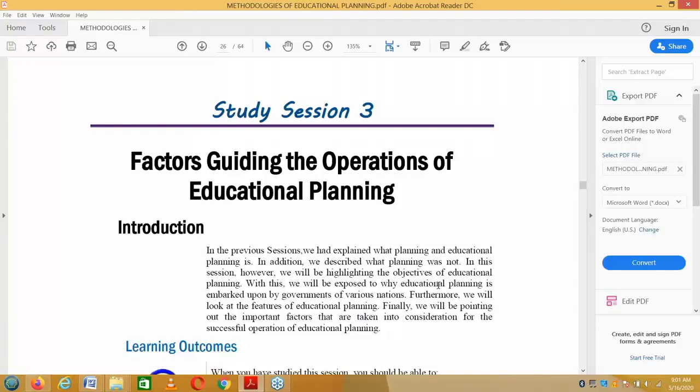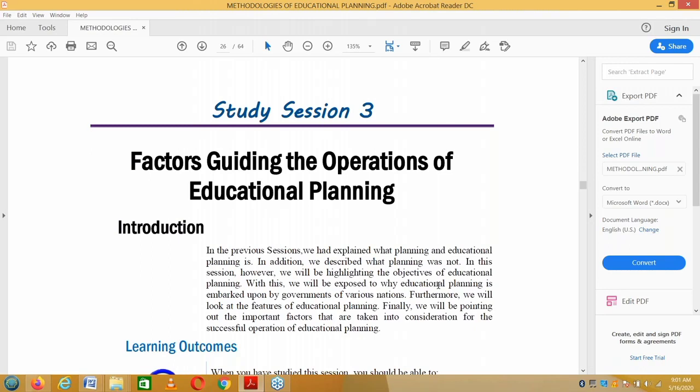In our previous class, we discussed what planning is all about. We explained planning, forecasting, educational planning, administrative planning, as well as instructional planning. Now, let us look into it.